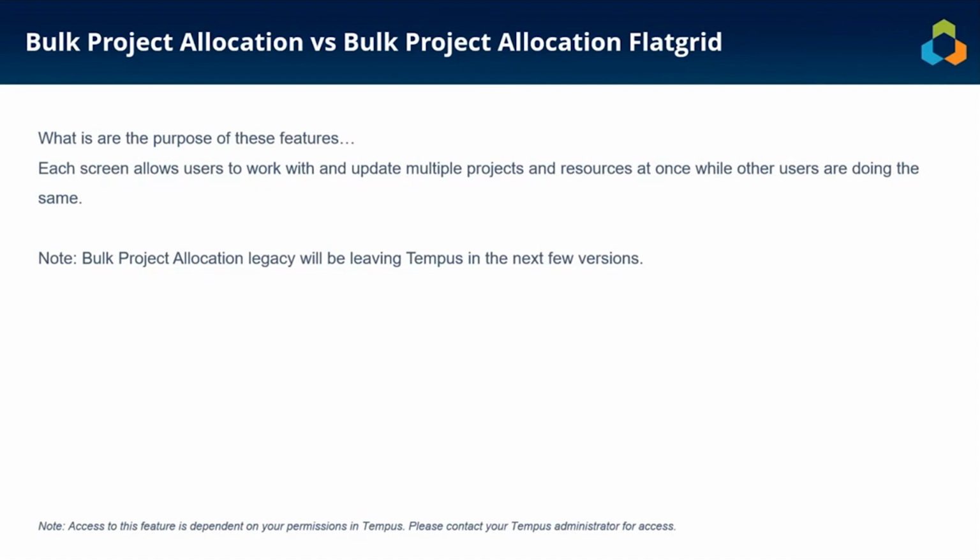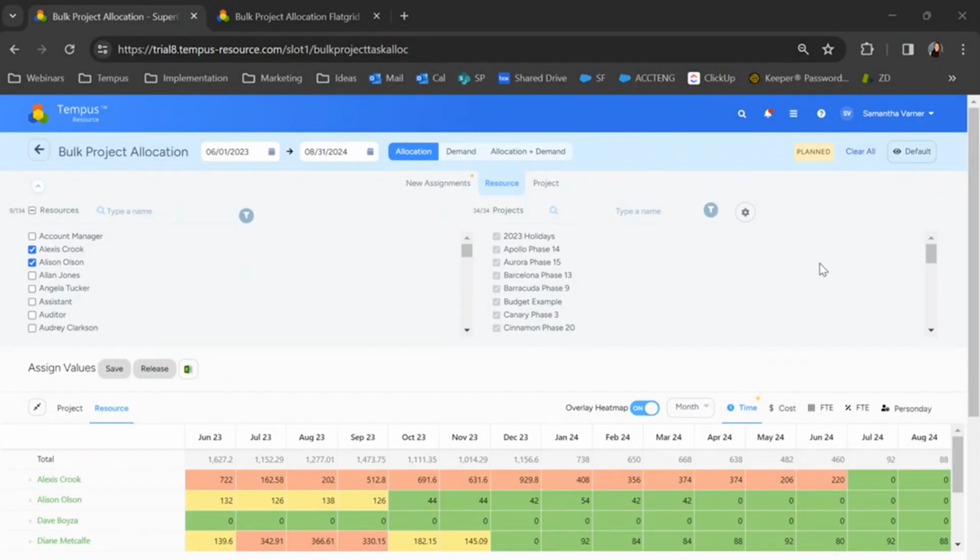Now, when will the legacy feature be leaving? We're looking at probably our 9 versions, 9.1, 9.2. So this is definitely something to prepare for sooner rather than later. With that said, let's go ahead and jump into Tempus Resource so that way you can understand what the legacy version did and where all of that can be found in the Flatgrid.